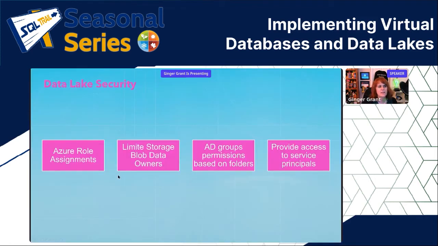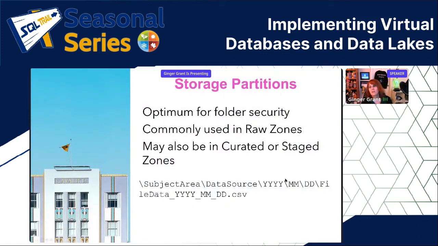So of course, we want to apply security to our different folders. These are done through Azure role assignments, and they are going to limit storage to different owners. So with these, it's basically based on AD permissions. And so your AD permissions ensure that not everybody can see all of the data if that's not appropriate. And you want to provide access to service principals. Now, when I was earlier talking about different storage partitions, I'm talking about file folder structures like this. So this is optimal also for folder security. Maybe I don't want people to see data for different years because they don't need it.